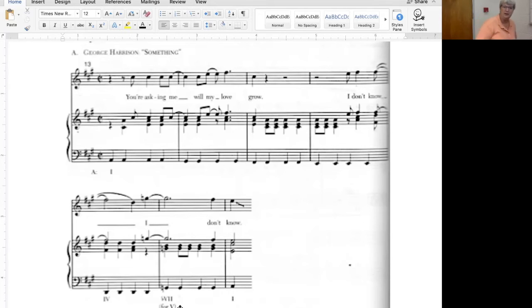I will attempt to play this. I don't play it. It's a little trickier than the last one, but I'll do my best. And here it is.